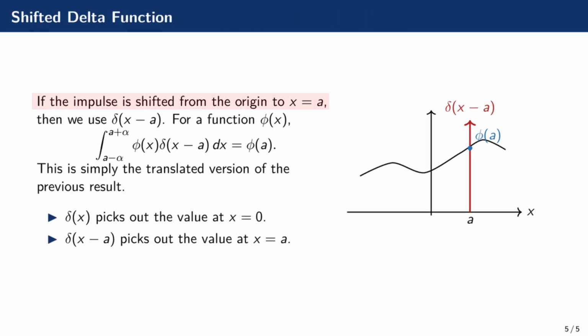Now, if we shift the delta function, we get delta(x minus a). Then the integral becomes phi(a). Consequently, delta(x) picks out the value at x equals 0, and delta(x minus a) picks out the value at x equals a.